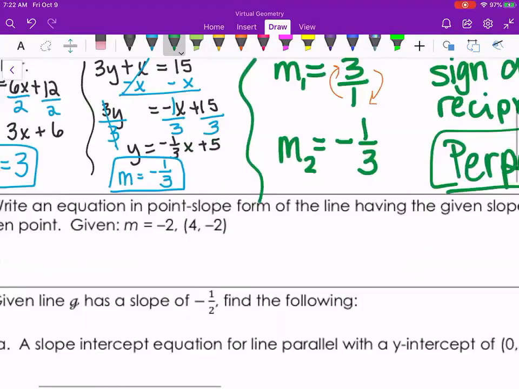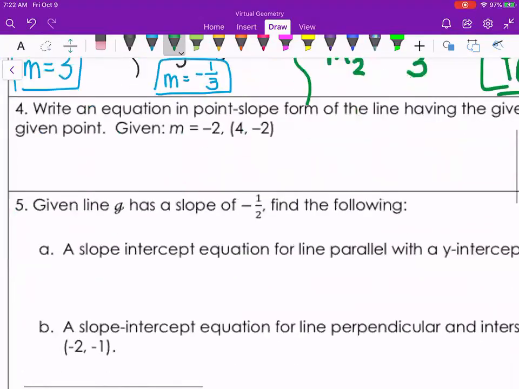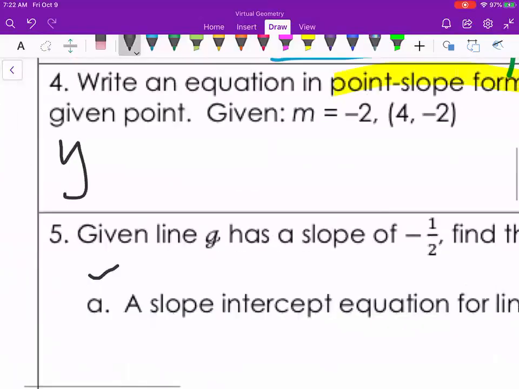All right, let's check out the next one. Number 4, write an equation in point slope form of a line that has the given slope and a given point. All right, so we're just writing an equation. So remember, we start off with, I'm going to write the equation over to the side here. Y, I'm going to zoom in. Minus y1 equals your m times x minus x1.